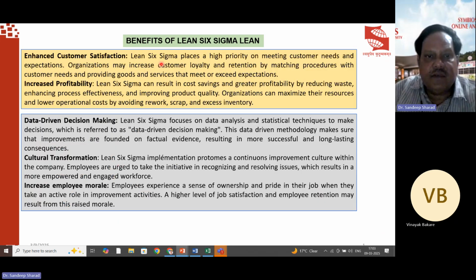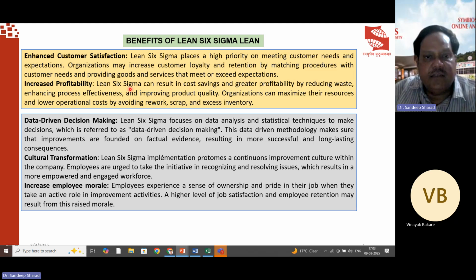Customer satisfaction: Lean Six Sigma places a high priority on meeting customer needs and expectations. Organizations may increase customer loyalty and retention by matching procedures with customer needs and providing goods and services that meet or exceed expectations.